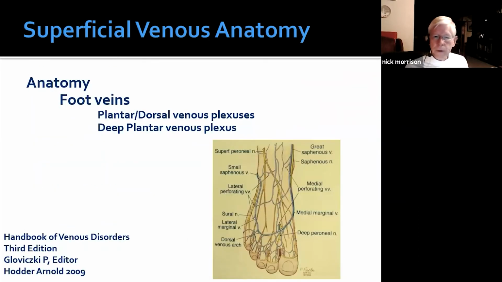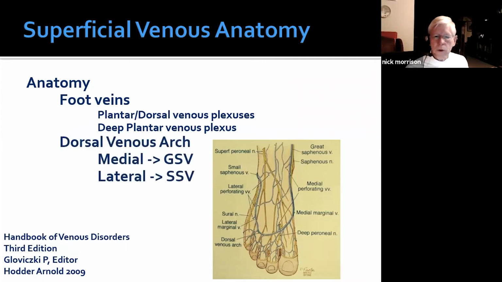And the foot veins, the plantar and dorsal venous arches, and the deep veins, the dorsal venous arch, if it's medial, it'll become the great saphenous vein, and the ones on the lateral aspect will become the small saphenous vein.